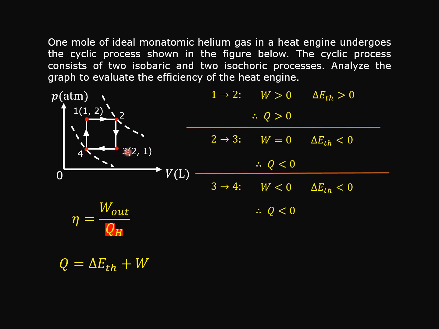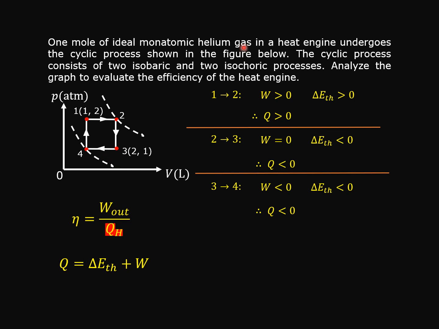From state 3 to state 4, this is the isobaric cooling. The temperature drops, therefore the internal energy change is less than 0, which is a negative value. And from state 3 to state 4, the volume also reduces, so the gas will be compressed. Then the work done is a negative value also. Since these two are negative, based on the first law of thermodynamics, Q also would be a negative value. Therefore, in the process from 3 to 4, the heat flows away from the ideal gas in the heat engine.